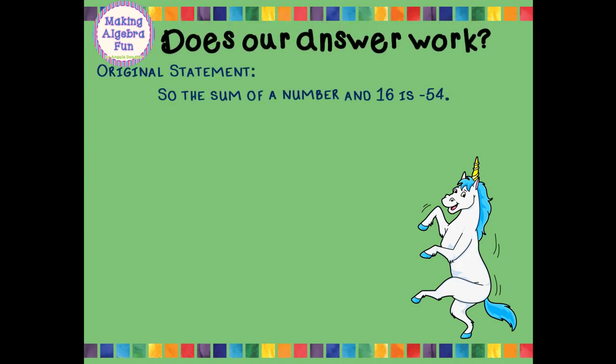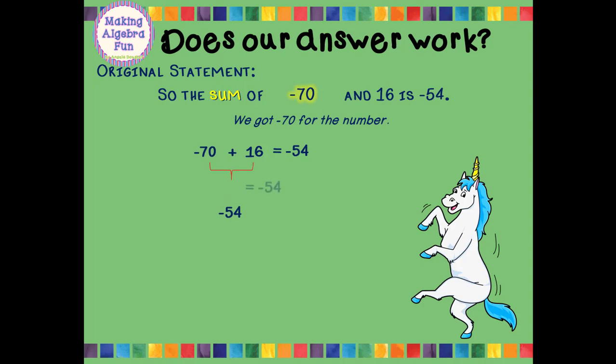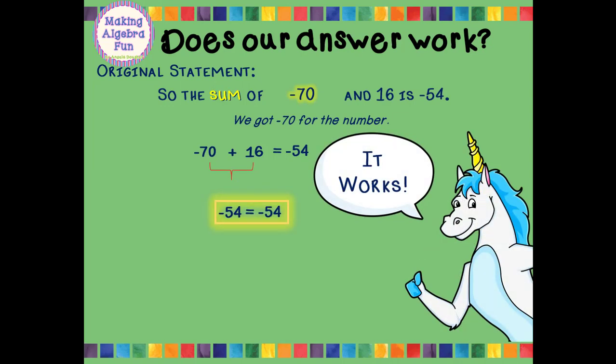I want to go back to our original statement that said the sum of a number and 16 is negative 54. And we got negative 70 for our answer, so let's replace that number with negative 70. Now, does the sum of negative 70 and 16 actually equal negative 54 like it's supposed to? Well, when you check it out, negative 70 plus 16 does give us negative 54. So it does work.